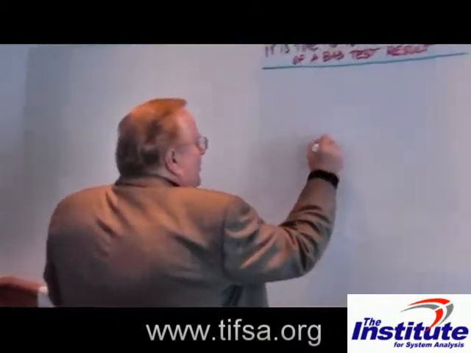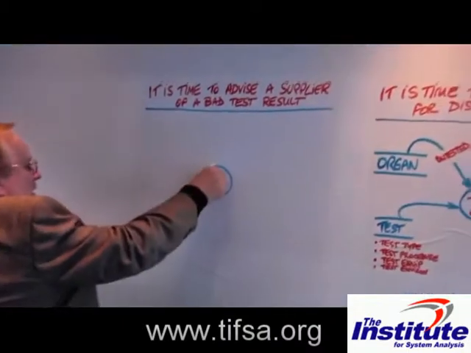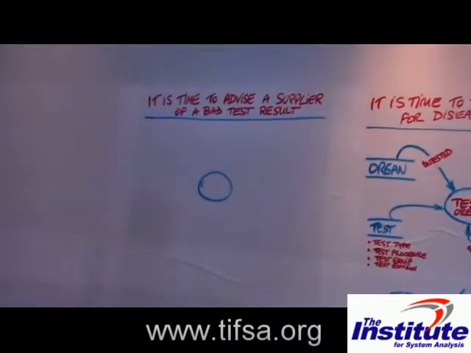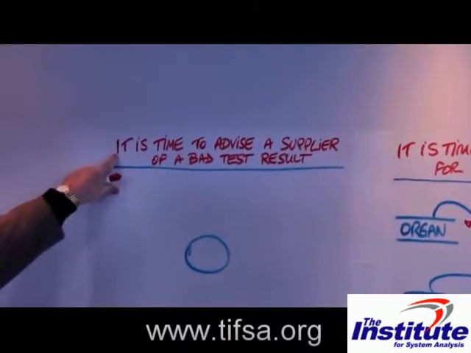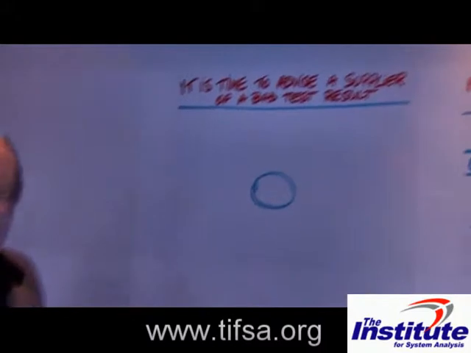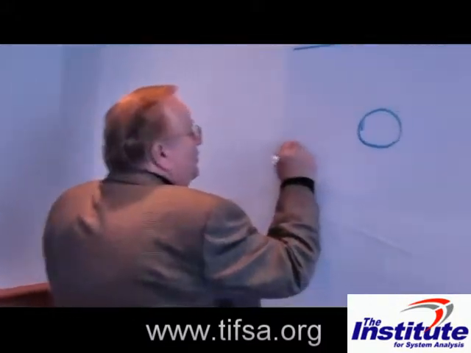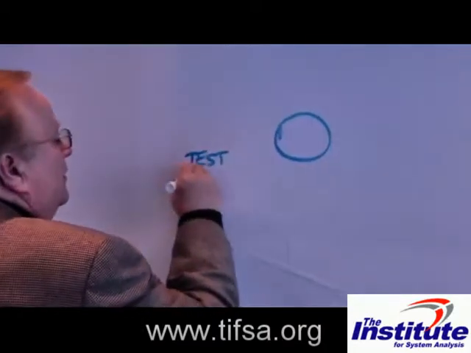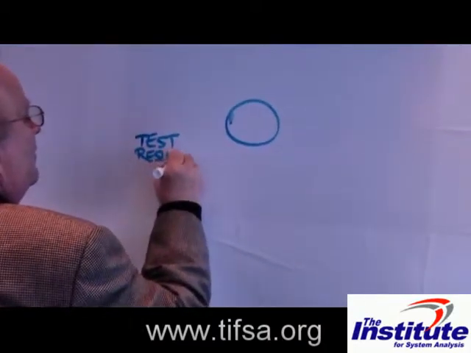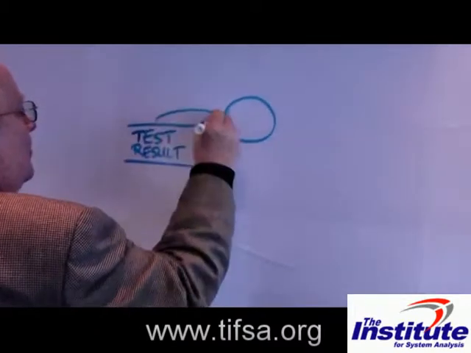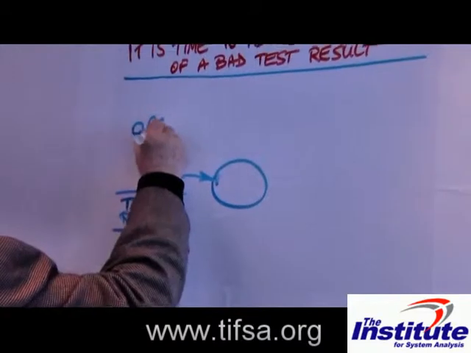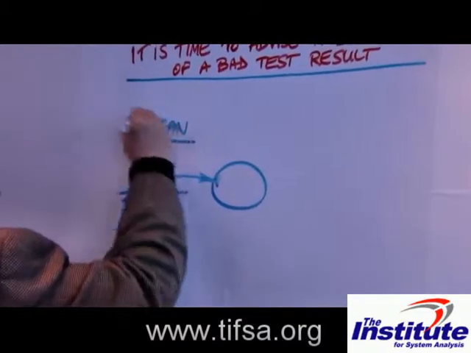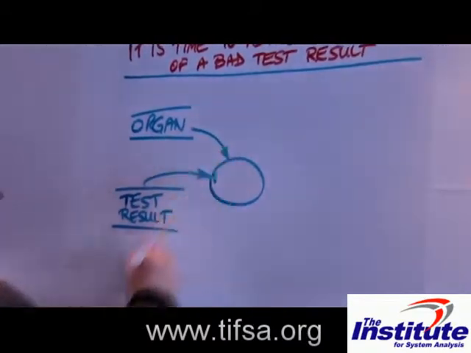So I'm going to draw the bubble again. I'm going to leave it unlabeled. And the first question we ask is, how do we know that it's time to tell a supplier of a bad test result? Well, we know because we get a bad test result. So I'm going to put the test result here. Remember the test result that we got before from the testing? I'm going to put the test result there. And of course, I have to associate that test result with an organ as well.